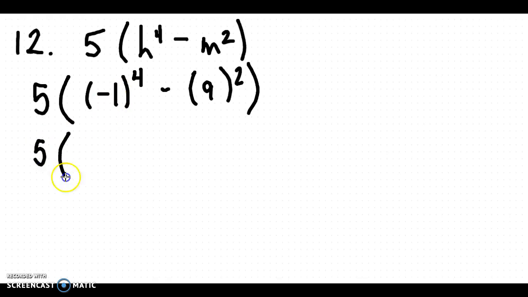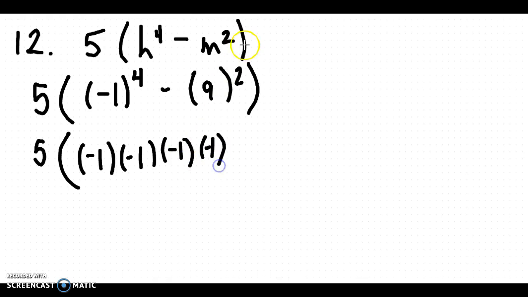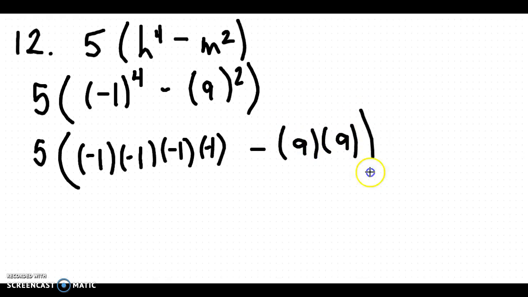We have 5 times negative 1 times negative 1 times negative 1 times negative 1. We also have 9 times 9 being subtracted. Negative 1 times negative 1 is positive 1, so those are going to cancel out. Negative 1 times negative 1 here is positive 1, positive 1. So this whole negative 1 to the 4th, and actually any negative 1 to an even power, is going to give you a positive 1. And then 9 times 9 is 81. So we have 1 minus 81 in parentheses.